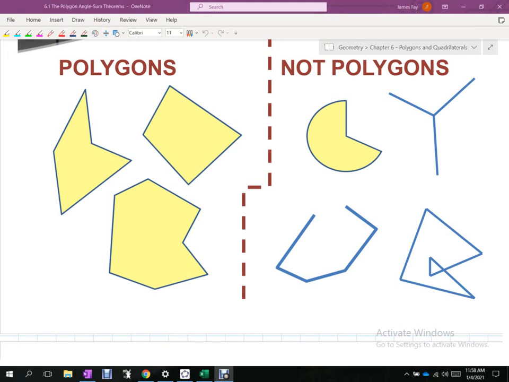These are not polygons. You know that first one, where my cursor is, has a curve to it, right? The next one: when we have polygons, we need to have an interior. That's what we mean by it being closed, that there needs to be an interior. That Y shape does not have an interior. It's made of segments. Every segment intersects exactly two other segments.